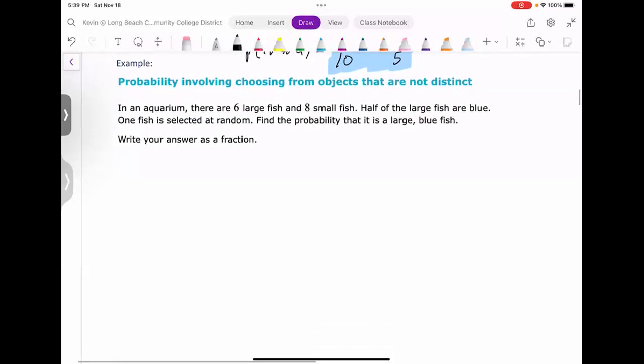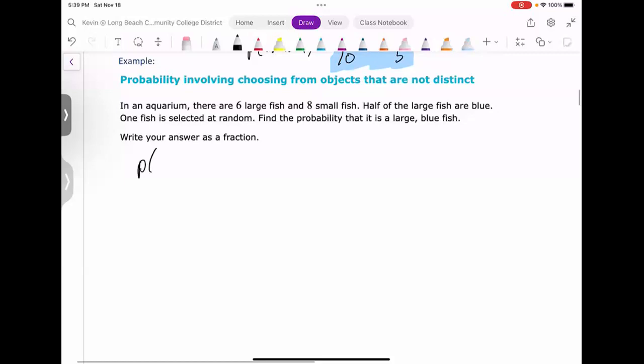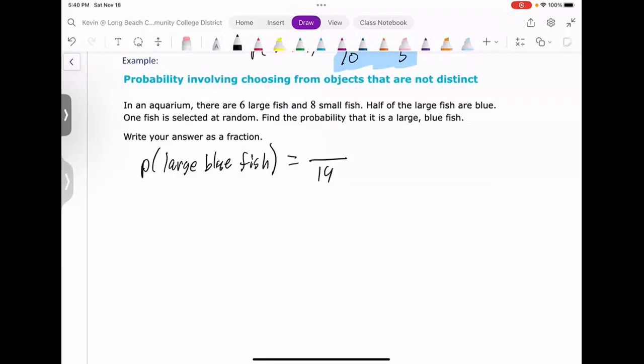Okay. So, how many fish are there total? There's a total of 14: 6 large, 8 small. Now, how many of them are blue? Well, if we go to the large fish, it says half of the large fish are blue. There's 6 large fish. That means that there's going to be 3 large blue fish. And that is our answer.